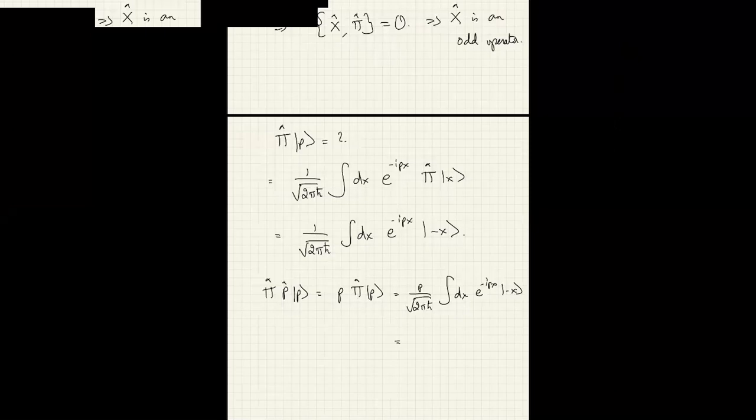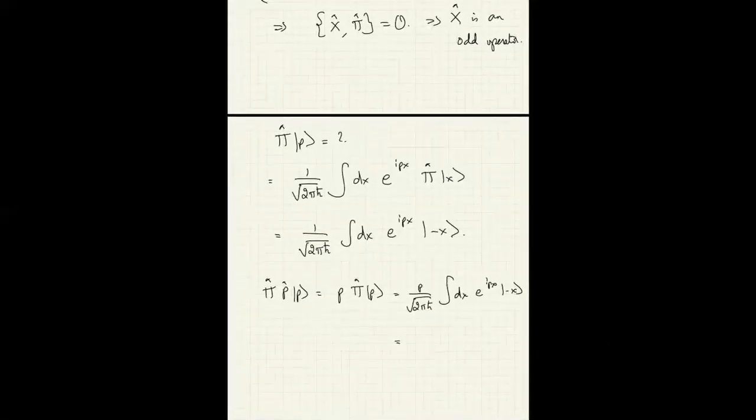Sorry, I made a small sign error here. So this has to be a plus ipx, right? Not minus ipx, by the way I would define the Fourier transform. So this is a plus ipx. Okay, so this quantity is a plus ipx, not a minus ipx as I initially wrote down.